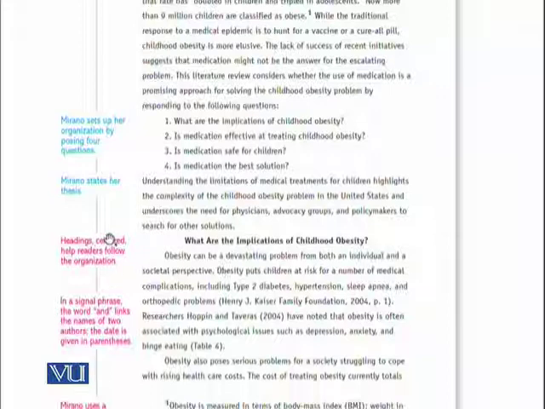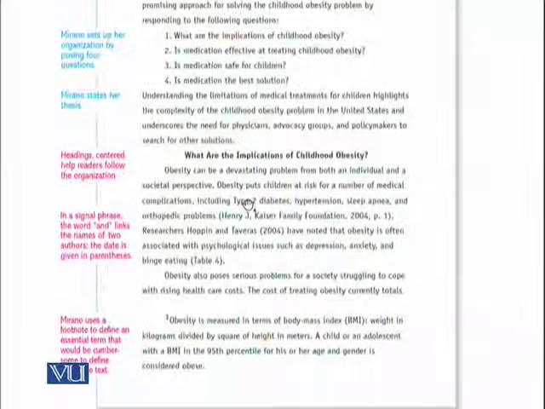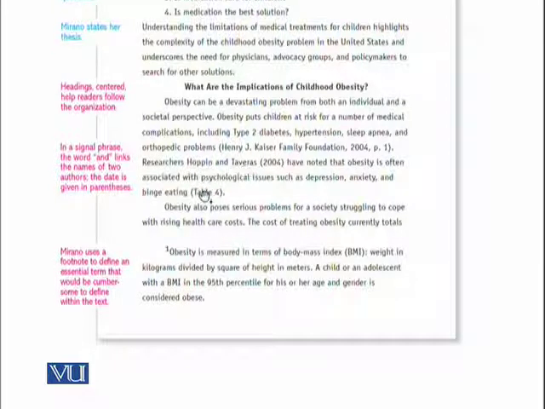And then headings are there. Headings are centered. What are the implications of childhood obesity? So headings are there and they are centered. And you see the signal phrase "and", which links the names of 2 authors. The date is given in parentheses. This is an in-text citation.